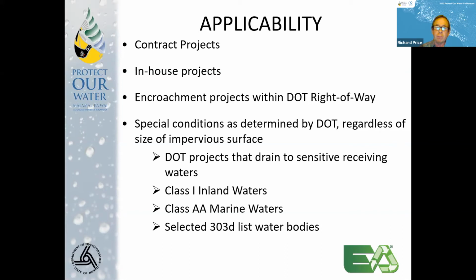And there are some special conditions for sensitive receiving waters, which are some of your class 1, your class AA, and then selected 303(d) list waters. So that includes the TMDL watersheds as well as other watersheds that have been listed and may not yet have a TMDL, but there may be concerns about future TMDLs and the need for additional treatment on those projects.